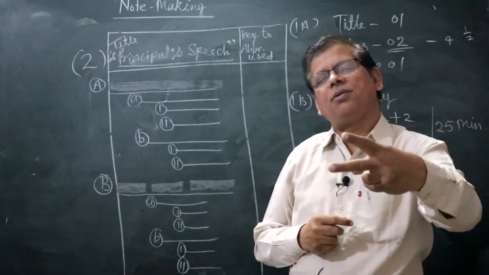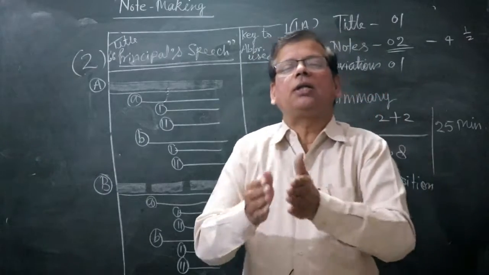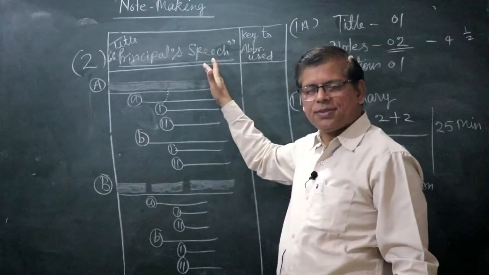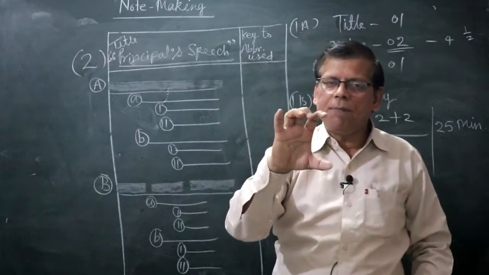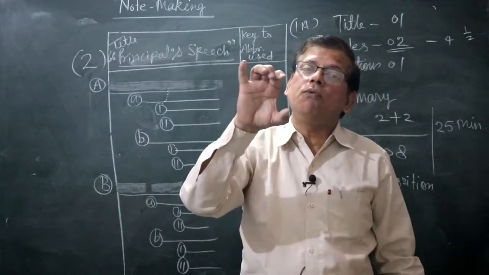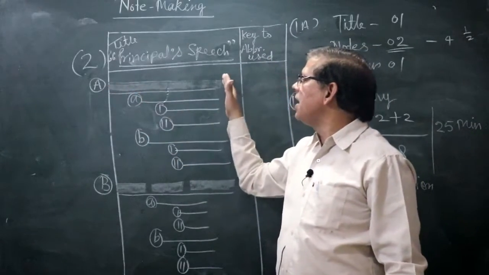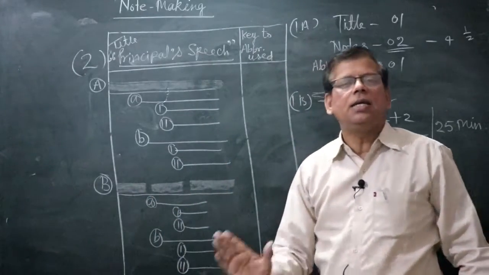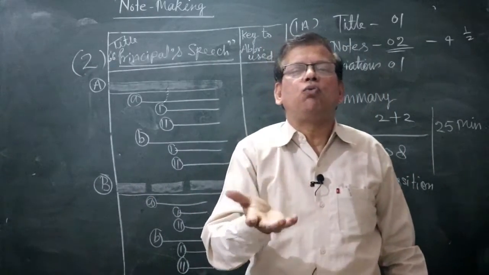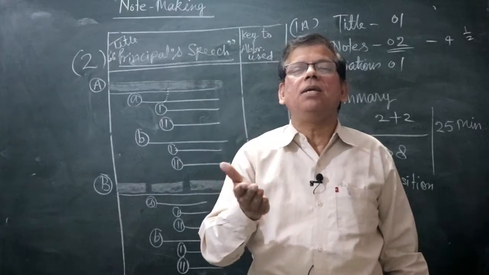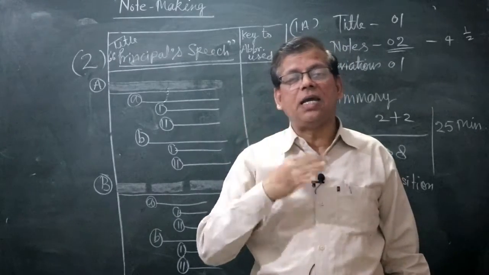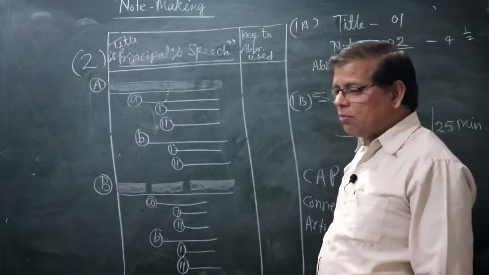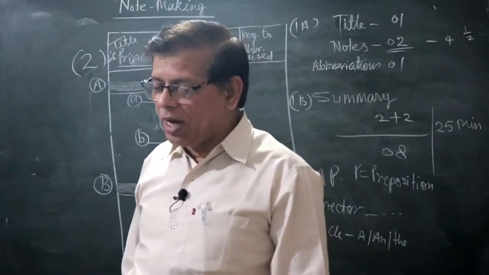Now read the A part and find out the title of the A part. The main title you have already given, Principal's Speech. Now you are reading the A part, and what is the title of the A part? That is the A heading, main heading number A. In the same way, main heading B, main heading C, D. In this way you will be able to find the main headings A, B, C, D. I said 4 main headings should be there.